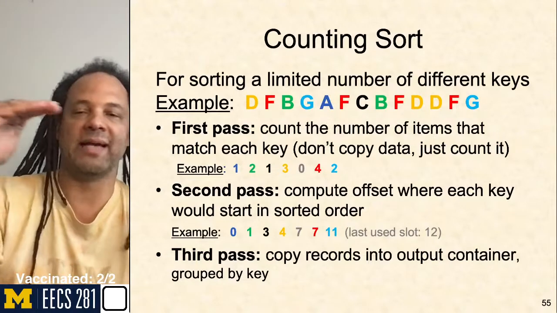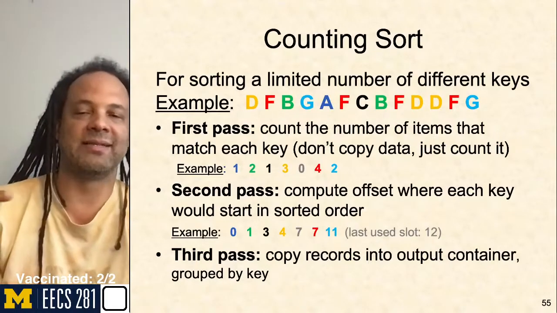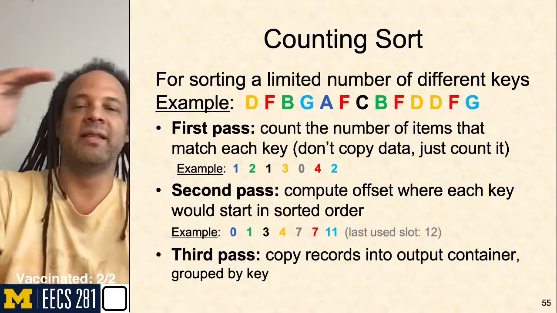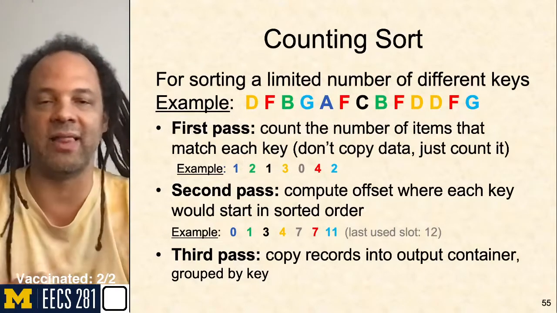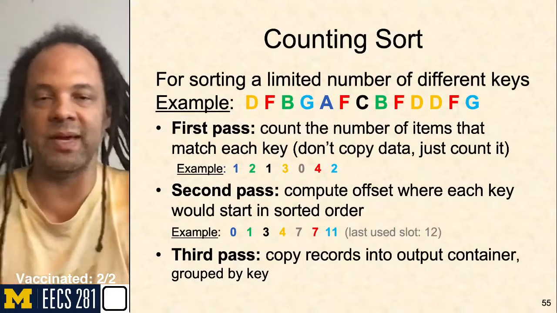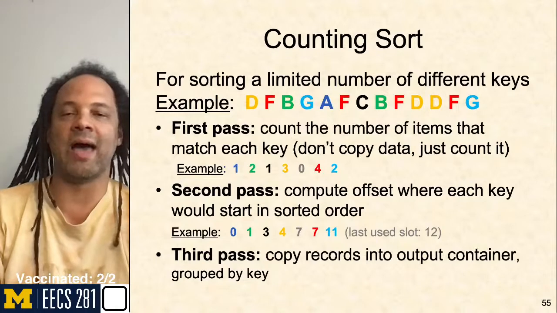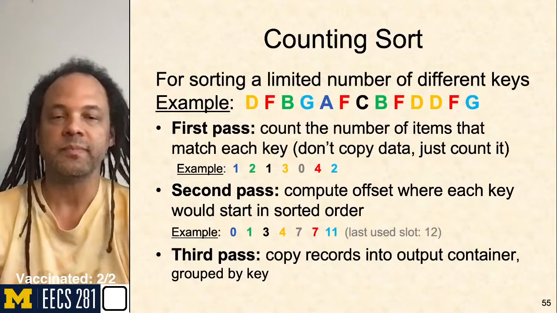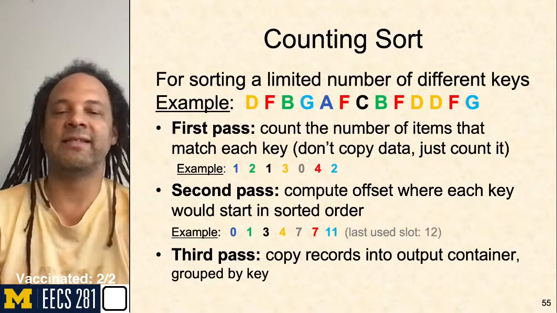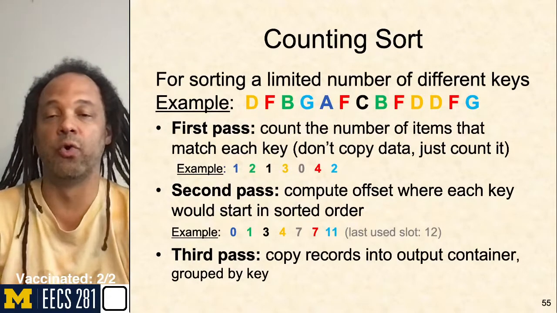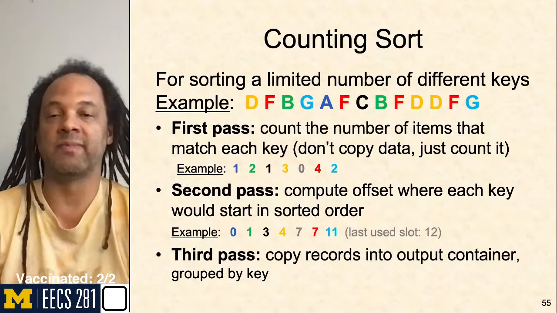So I've got a linear pass to count them all, a linear pass to set up my offsets, and then a linear pass that copies things to exactly where they belong. And I've got a full copy because I've got my unsorted data and I've got my fully sorted data. So I put these things into an output container that are now grouped by key. And you can think of how this might work in a classroom.